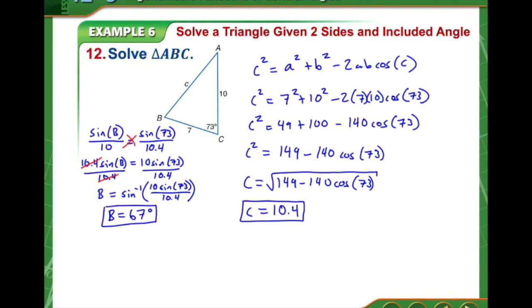And now the only thing we are missing is angle A. And angle A is just equal to 180 minus the sum of 63 plus 73. Those two add up to be 140. So it's 180 minus 140. So angle A is about 40 degrees. It's not exact because we didn't use exact numbers here, but that's what it is.